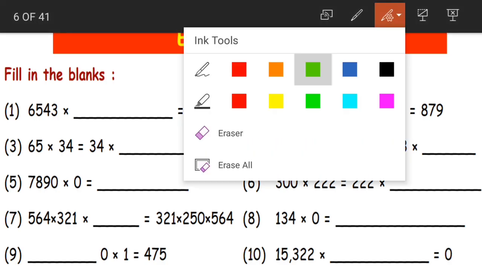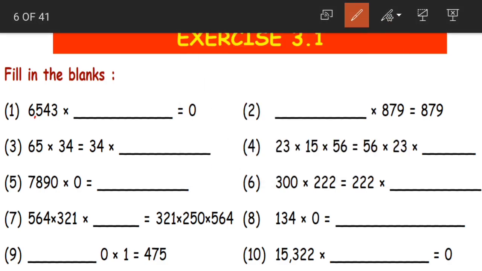First one, 6543 into dash is equal to 0. Now the product is 0 here. So what should we multiply the number with? 0. Yes, so whenever a number is multiplied with 0, then the product becomes 0. So here the multiplicand becomes 0.